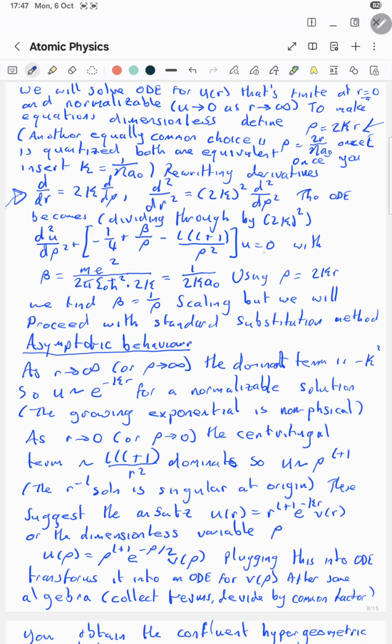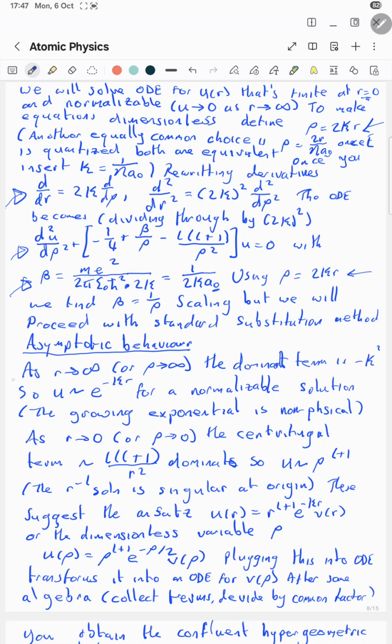The ODE becomes, dividing through by 4 kappa squared here, d squared u over d rho squared, plus etc, with this beta term coming into it here, where beta is equal to m e squared over 2 pi epsilon naught h bar squared times 1 over 2 kappa, which equals 1 over 2 kappa times the Bohr radius here. And we're using rho as 2 kappa r. We find beta equals 1 over rho, so scaling, but we will proceed with the standard substitution method.